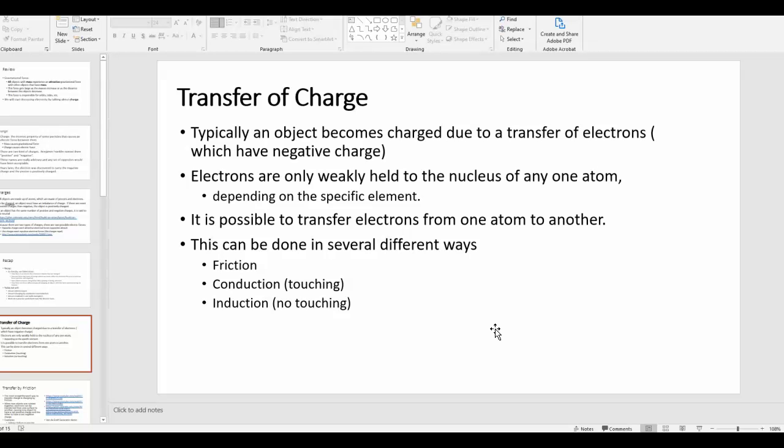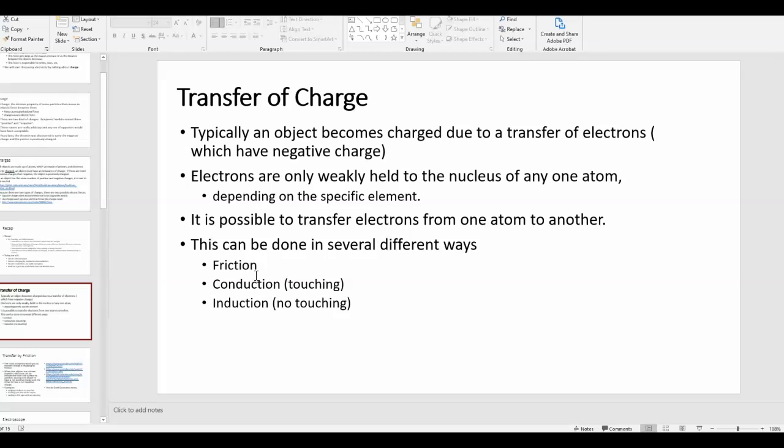And so we're going to talk about some different ways to transfer charge from one object to another. Okay, so in other words, we're going to talk about different ways that an object can become charged. And those three methods are charging by friction, by conduction, which involves direct contact, and by induction, which does not involve direct contact. Okay, and so we're going to talk about each of those methods of transferring charge on the next slide, starting with friction.